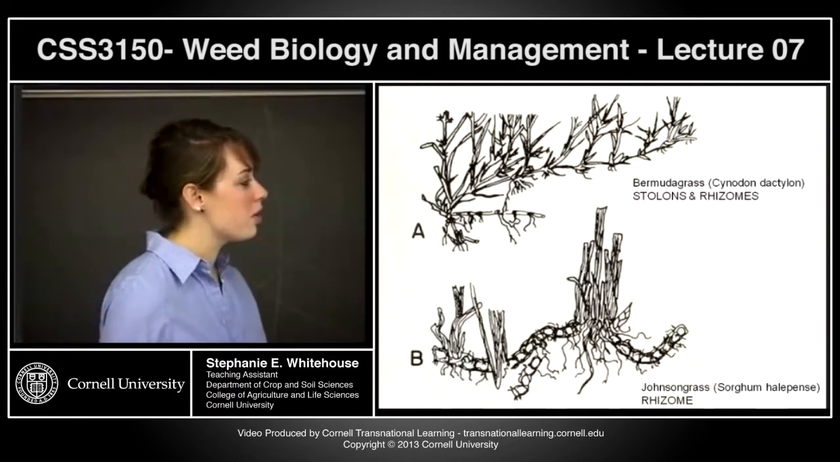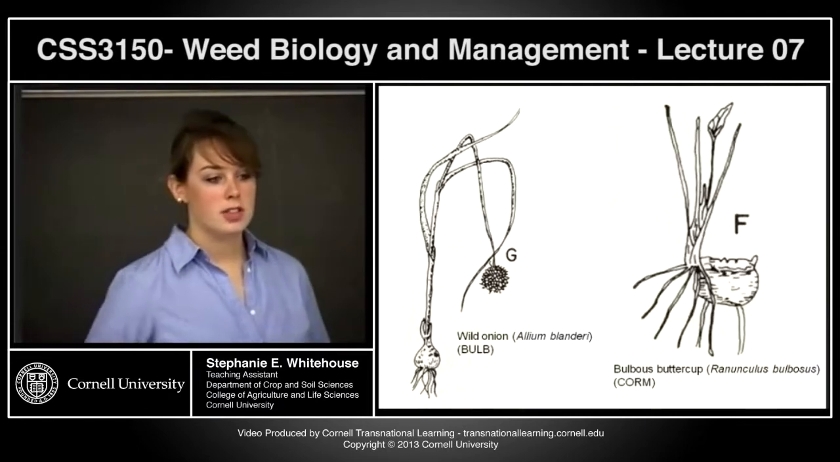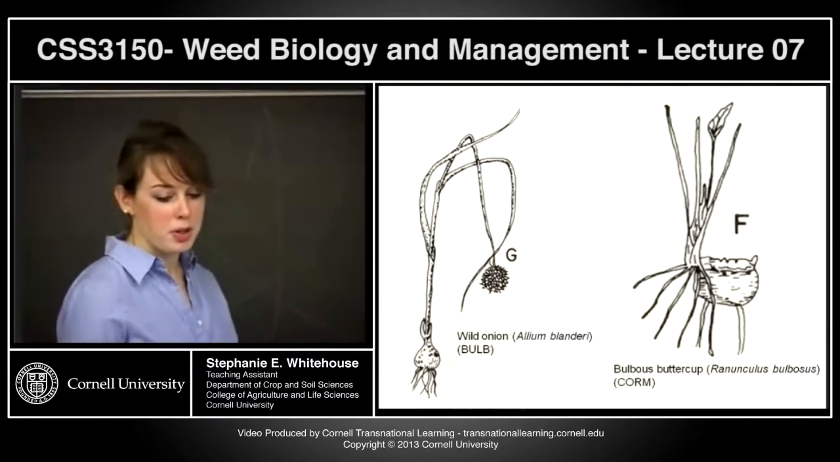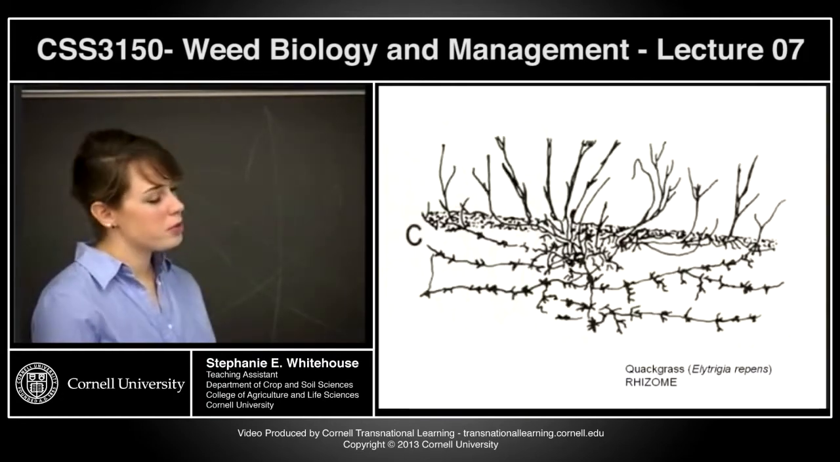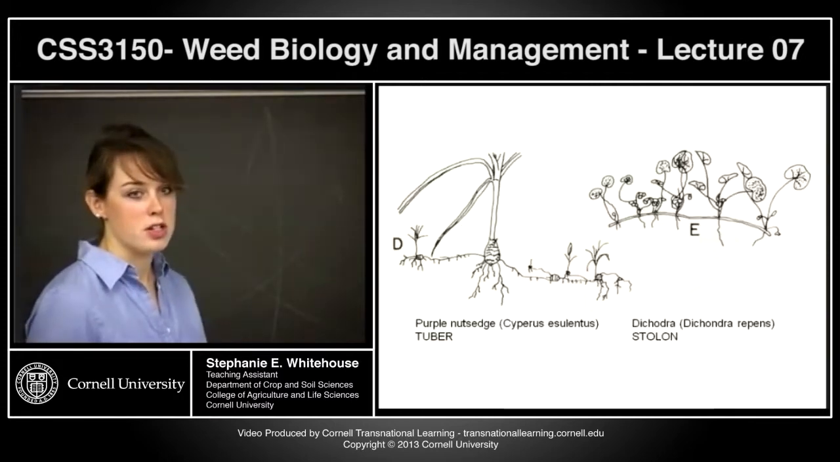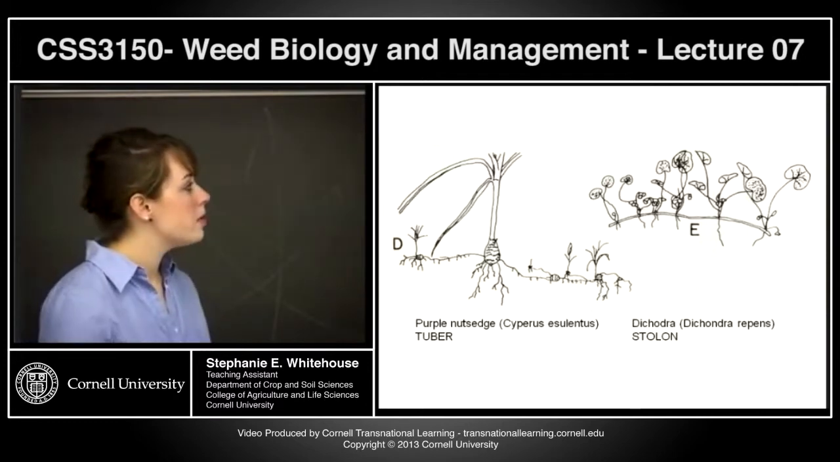All right, so Johnson grass, we know, reproduces by rhizomes. Wild onion, like all other onions, reproduces mainly by bulbs. We have bulbous buttercup, which is one of our corms. We have crabgrass, as we know, by rhizomes. Purple nutsedge, yellow nutsedge, all the nutsedges are by tubers. And dichondra is by stolons also.